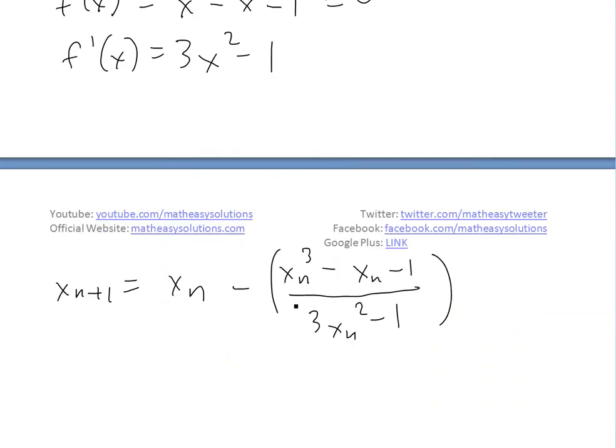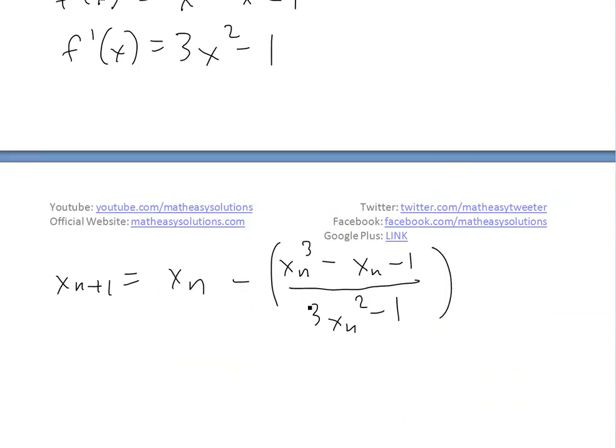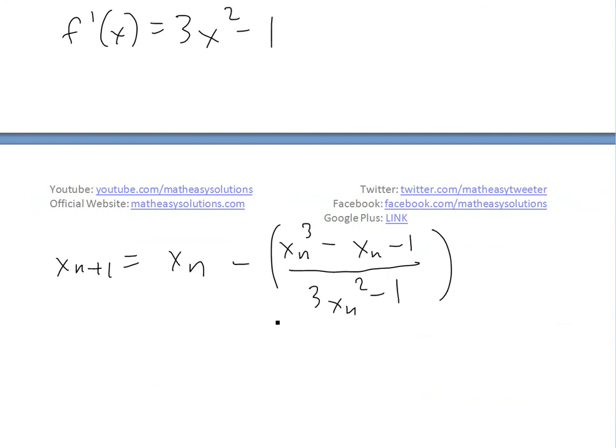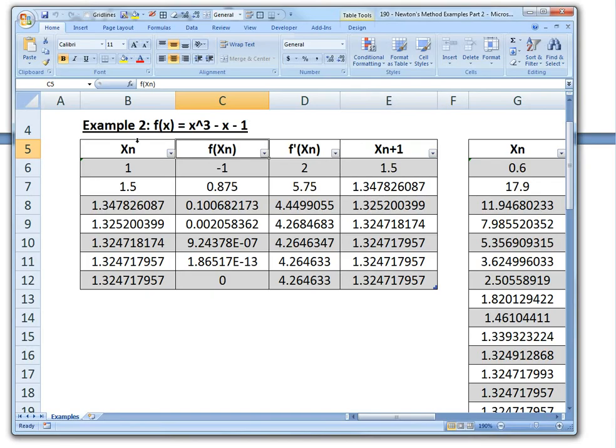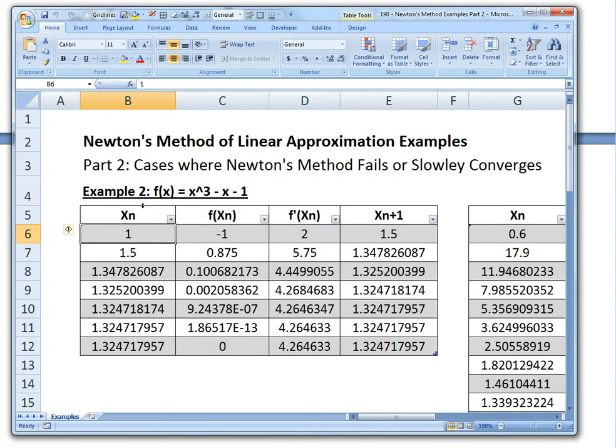So now you could do this manually or with a graphing calculator, but I'm going to use Excel here. I already did this problem with Microsoft Excel. Here I set up a little table, and basically have xn, and then f of xn, which is the formula, xn cubed minus xn minus 1. And I put it in this table format.